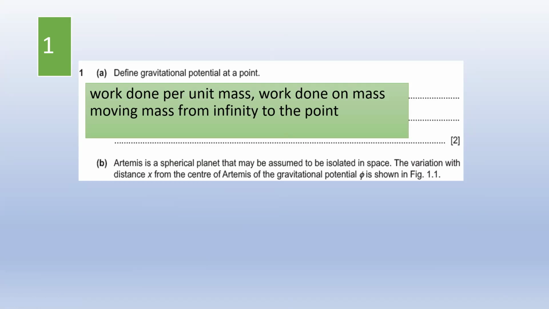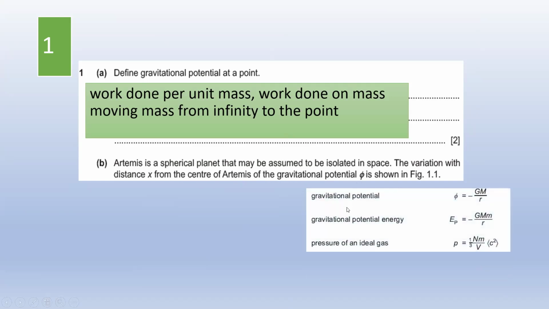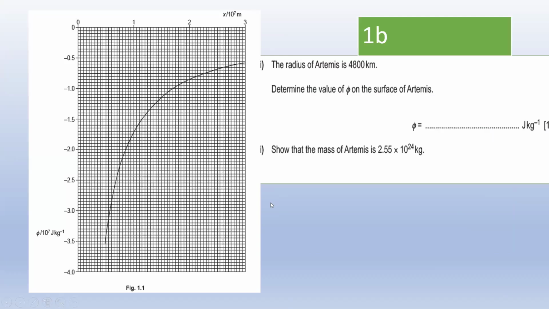Artemis is a spherical planet that may be assumed to be isolated in space. The variation with distance x from the center of Artemis of gravitational potential is shown in figure 21. Right? That is in your formula sheet. Be aware of it. Radius of Artemis is 4,800 kilometers. Determine the value of phi on the surface of Artemis. This is just asking you to read the graph.